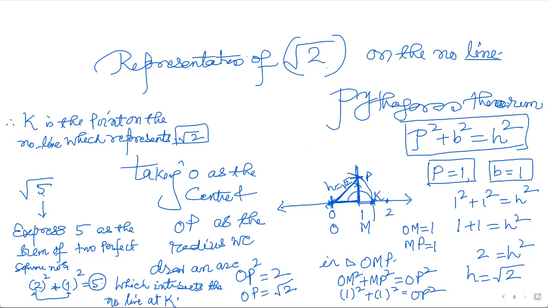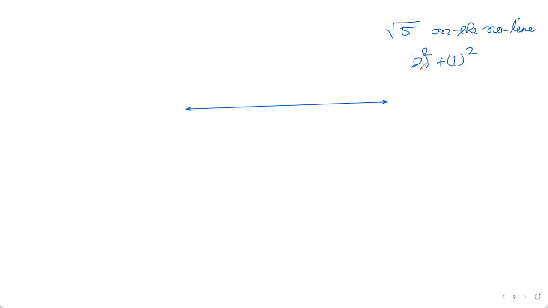I've taken 2 square plus 1 square. So I will take perpendicular as 1 and base as 2 this time. So if I draw this number line like this and try to represent root 5 on the number line, I was lucky enough that I got two perfect square numbers, that is 2 square and 1 square, which gives me 5. So 5 can easily be expressed.